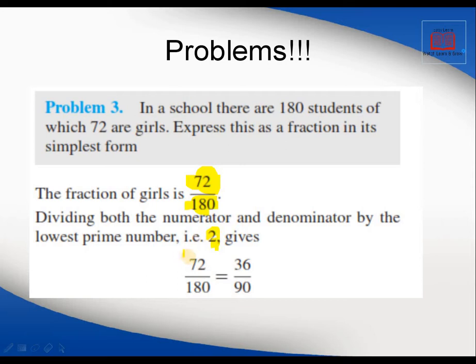First of all, we need to divide. The lowest prime number is 2. You can see that the last digit here is 2, and here the last digit is 0. It shows that the last digit is even, meaning if the last digit is even, then it is understood that the number can be divided by 2 and it will divide completely. So after dividing by 2, the answer is 36 by 90.